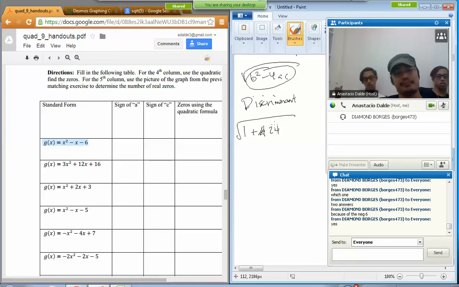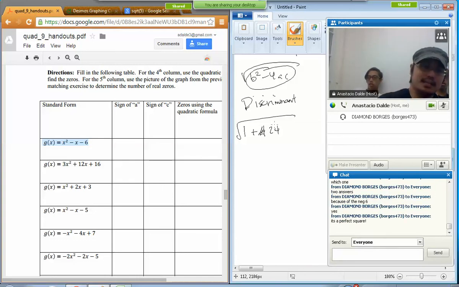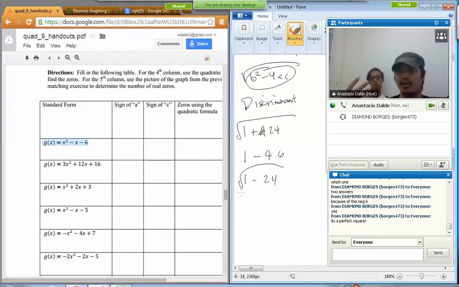Now, Diamond correctly identified something. She said, "Hey, look, do you see that negative 6? That's kind of what saved us. Because if we had 1 minus 4 times positive 6, which is 1 minus 24, the discriminant would be negative, and therefore we would get a problem." That negative 6 on the A or the C kind of saved our butts. You see what I mean?